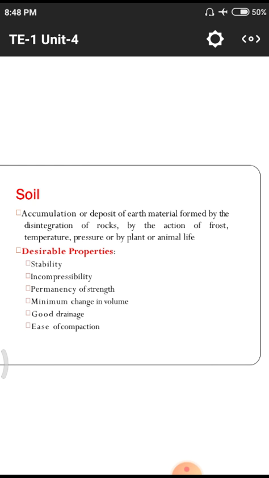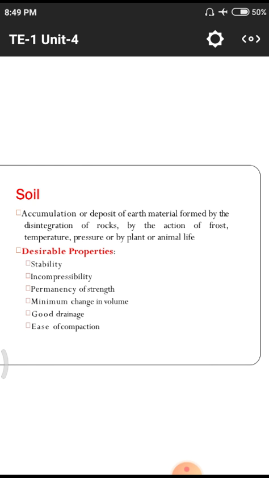Next one, permanency of strength. That means wherever water or any other material is involved in the earth surface, the strength will be reduced. That means we are simply diluting the parameters. If dilution is there, strength will decrease. Next one, minimum change in volume. Due to external parameters like temperature and water, there may be some change of volume.